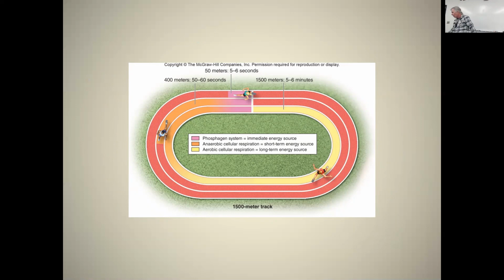Okay, so here, phosphagen system, immediate energy source in the first 5 seconds. You're starting to run. In the first 50 meters, 5-6 seconds, you've blown through the phosphagen. Next is the anaerobic right here, 400 meters, maybe once around, 50-60 seconds, then that's used up. And then the yellow is aerobic. If you're going to go farther than that, you have to turn to aerobic mechanisms.